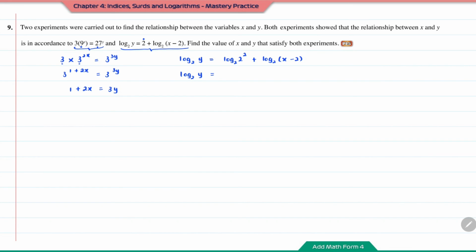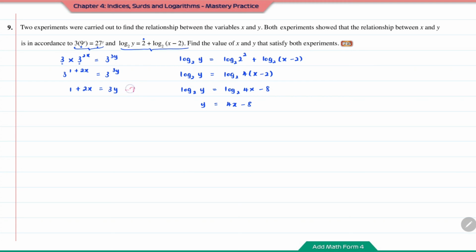Now, on the right hand side, using the product law, as these two laws are having the same base, I can write it as 2 squared. I'm going to write it as 4 times x minus 2. So now I'm going to have log base 2 of 4x minus 8. So now on both sides, they are log with the same base. Therefore, I can do the comparison now. So y is equal to 4x minus 8.